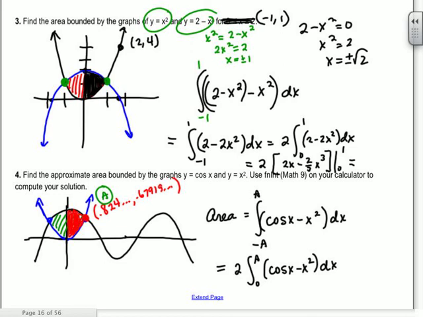Okay, so I'm going to do math 9. I'm going to do my y1, so variables, y variables, function y1, minus my y2, variables, y variables, function y2. And my x values are going to go from 0 to alpha A. I'm going to take that answer and I'm going to multiply by 2. Okay, when you do that, you get 1.095. Okay, and that's your answer.